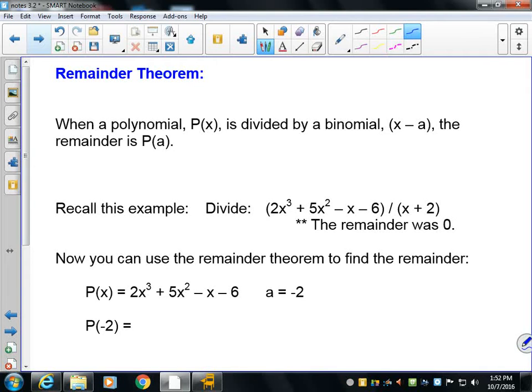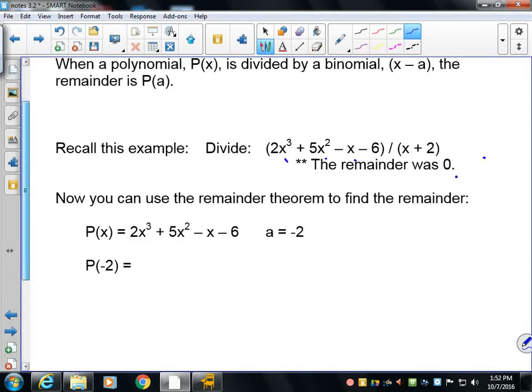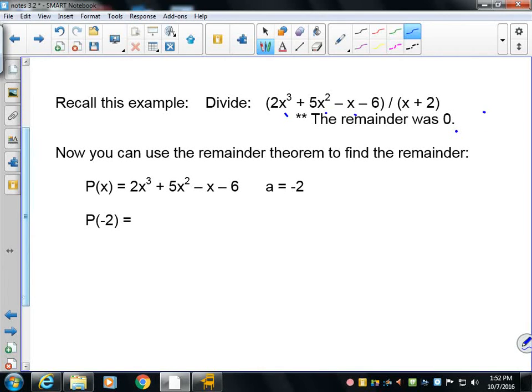So this is the thing we were dividing, and we divided by that. That gave us a remainder of 0. Do you remember that? That was one of the ones we did. If we take what we're dividing by, set it equal to 0, and solve for it, negative 2, we can put that in for every single value of x.